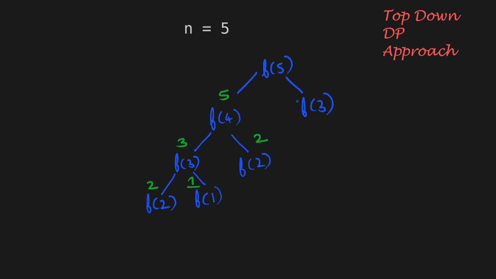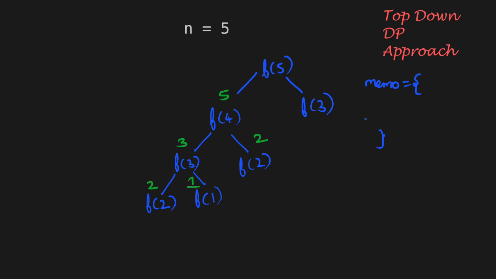So in the top-down approach, we start solving the problem recursively from the highest level. For example, here we start with n equal to 5. And then we save the results of the subproblems like f of 3 in the memoization table, which is essentially a data structure like a hash map or dictionary or array to store the results of previously computed subproblems. This way, we can reuse the saved result rather than recomputing it.